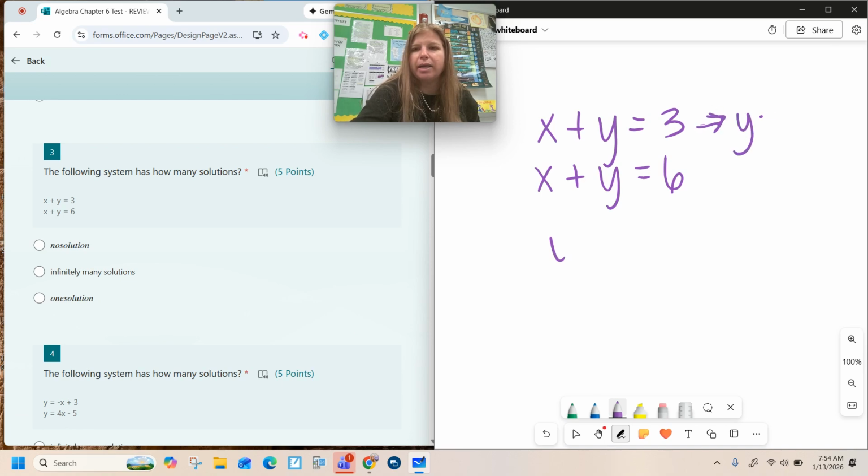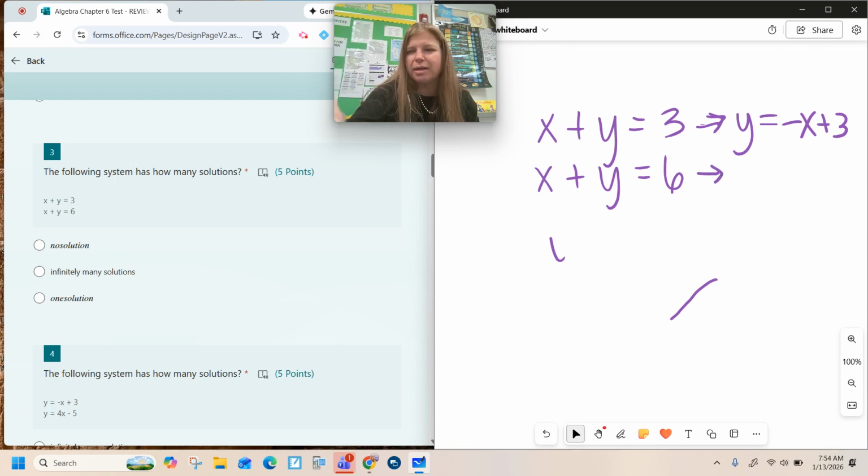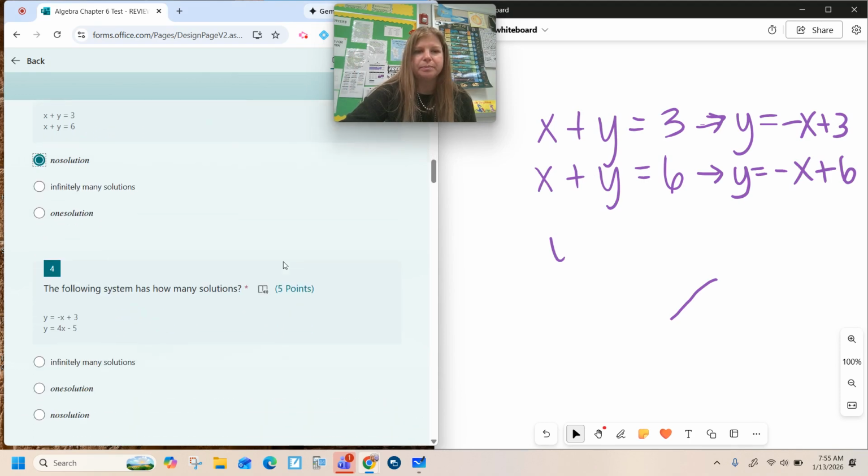if I subtract my x, it would look like y equals negative x plus 3. And then the second equation, if I write that in slope-intercept form as well and I subtract my x, it would look like y equals negative x plus 6. Now what I should notice is that those equations have the exact same slope of -1. They have different y-intercepts. So I know before I even graph anything that they are certainly going to be parallel lines. Parallel lines never intersect, so there's no solution.